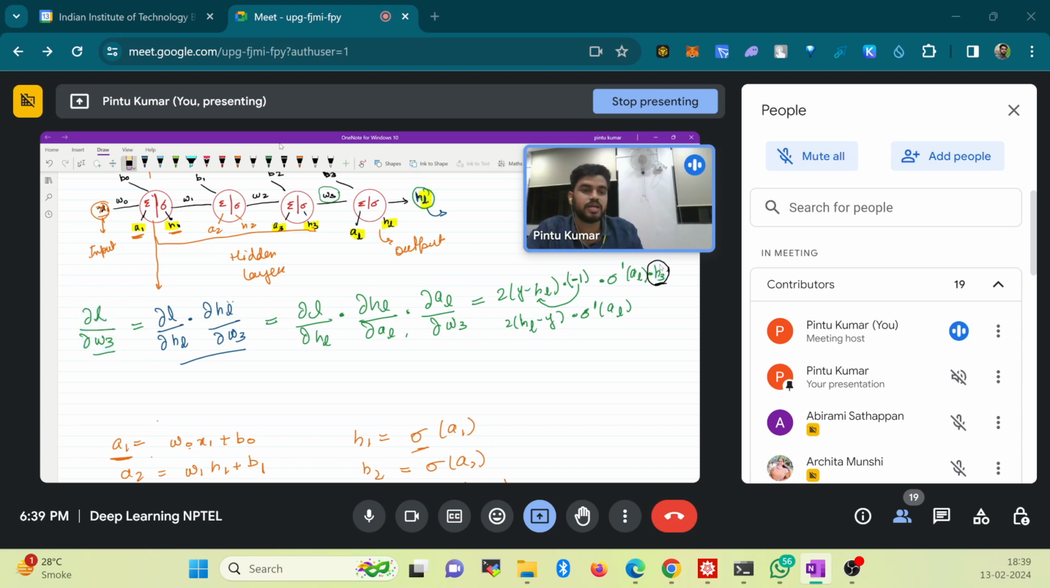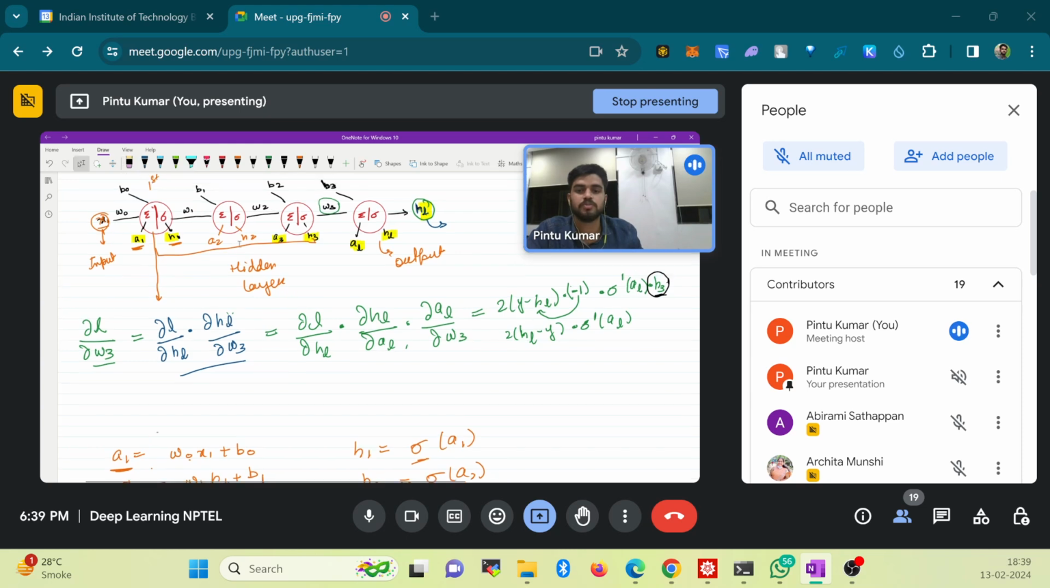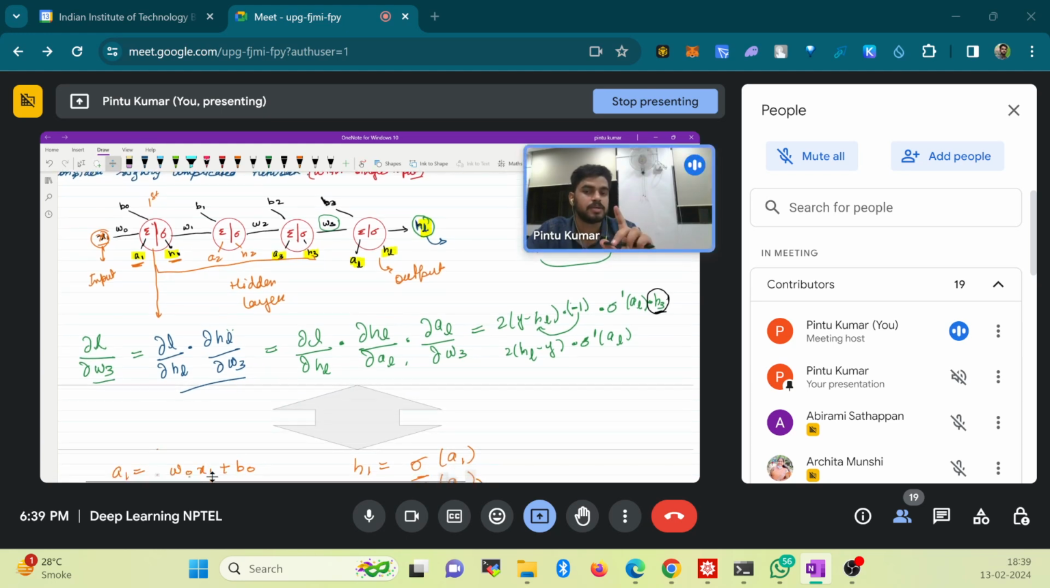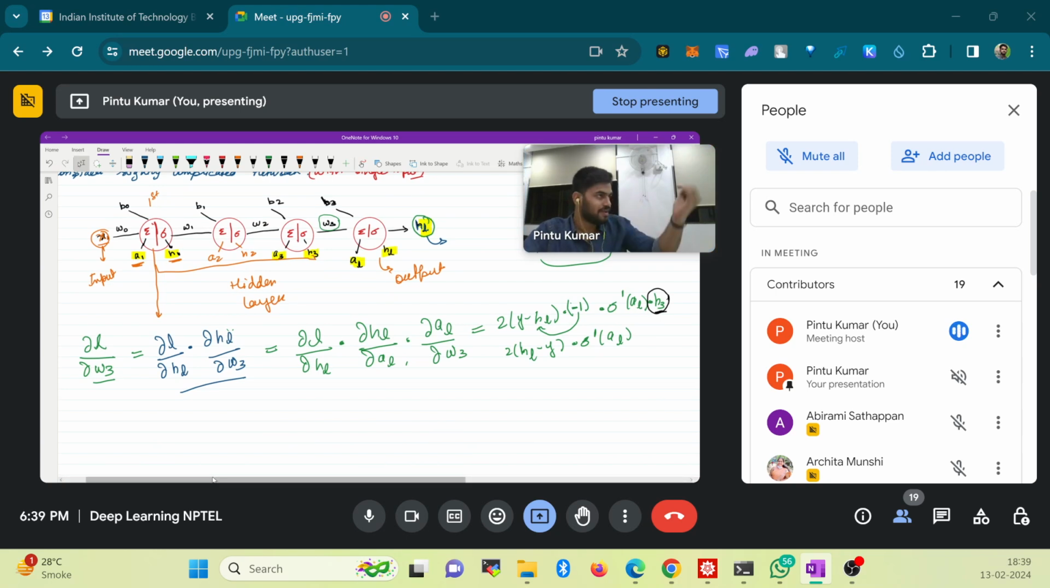And this is what we have obtained for the partial derivative with respect to W3. So we have only one weight, that is W3. If we have more than one, we'll see that example. Right now I'm just trying to explain backward propagation, that's why I have not gone into multiple weights. Then we'll have a summation term similar to what was done in the course. We will have a look at it.